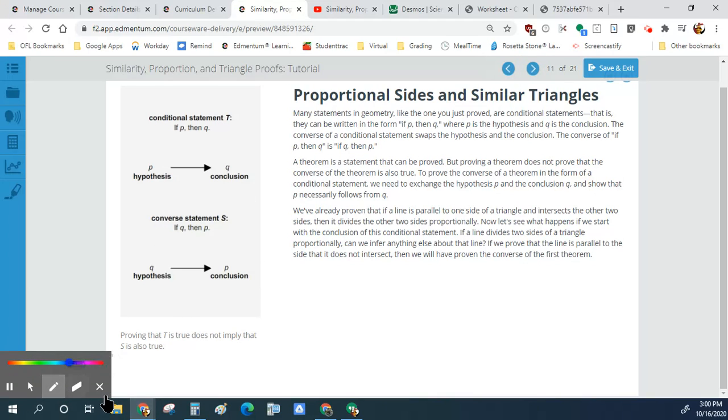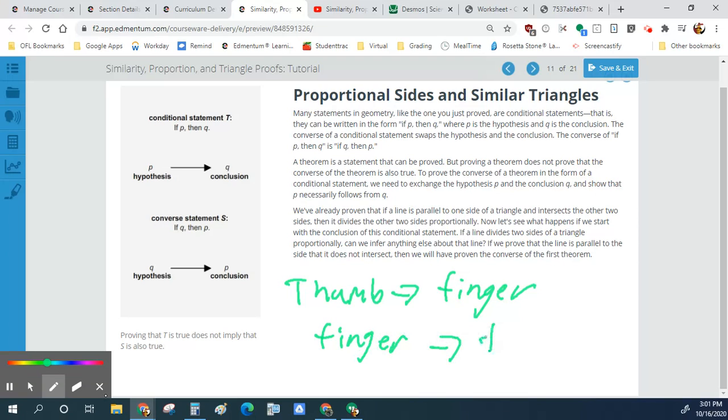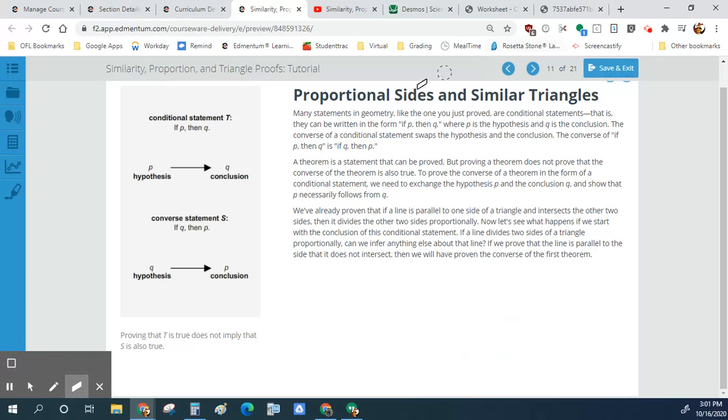Like, for example, this is more in the logic sense, but the idea that a thumb is, or I'm sorry, a thumb is a finger, but that doesn't mean that a finger is a thumb automatically. This is not an if and only if statement because all thumbs are fingers, but not all fingers are thumbs. In math, we usually deal with if and only if statements, so it shouldn't be a problem.